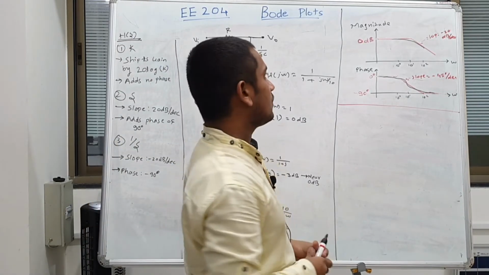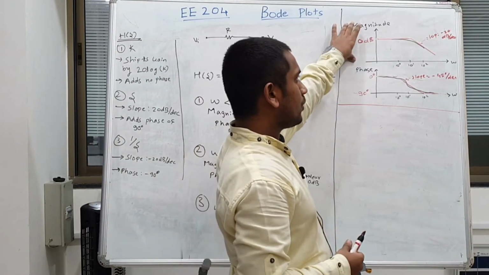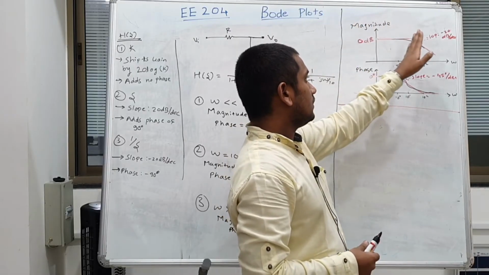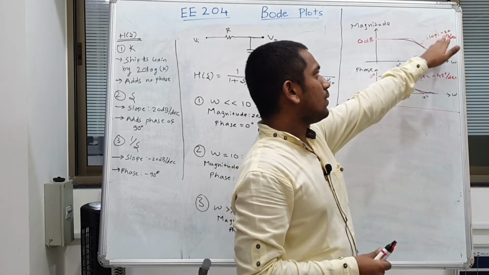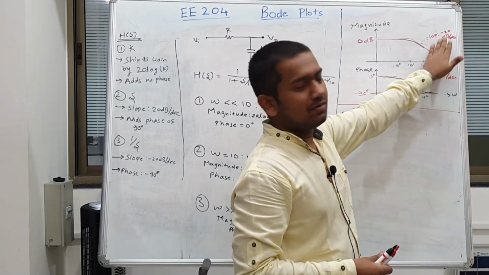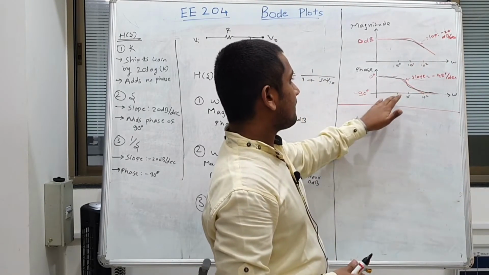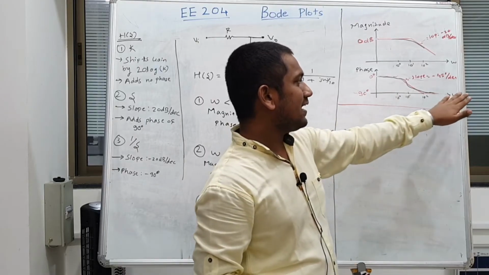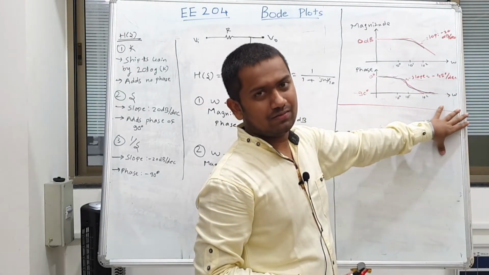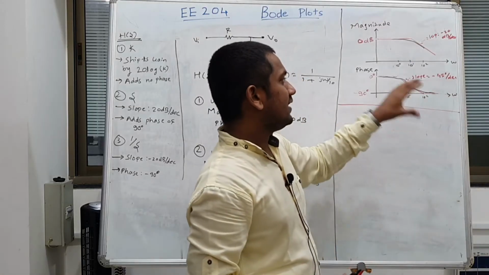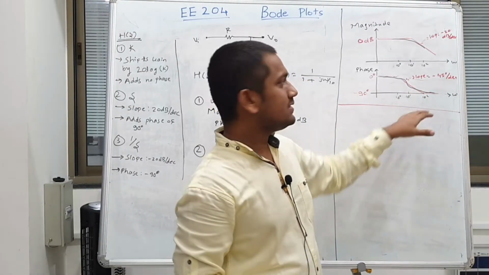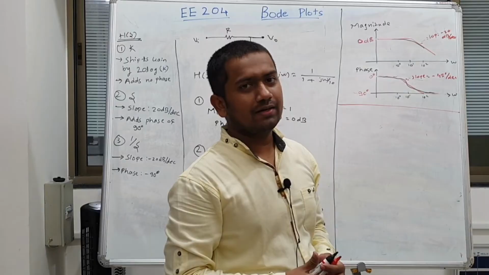The two insights we got from here are, in the magnitude plot, the pole adds a slope of minus 20 dB per decade at its frequency, and it gives a phase shift of minus 90 degrees at higher frequencies, while the slope of the phase change near the pole frequency is minus 45 degrees per decade.